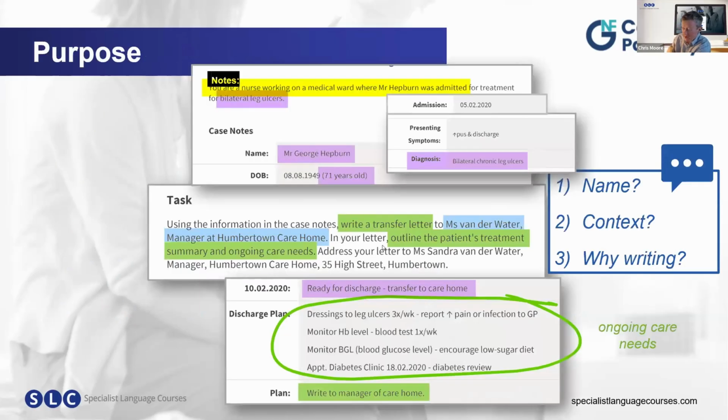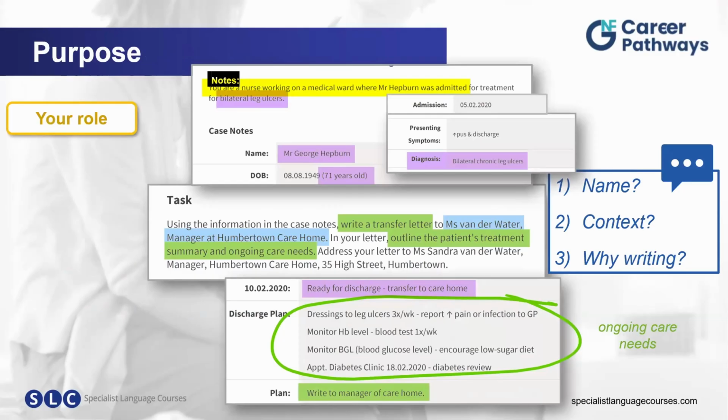So here we have an extract from a set of case notes. And we can see here we've highlighted a few different things. What we've highlighted here are the key pieces of information that you will need in order to write the purpose paragraph in your letter. So the first thing is your role. Who are you? Where do you work? What kind of nurse are you?